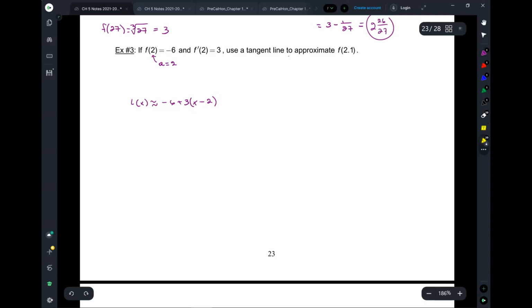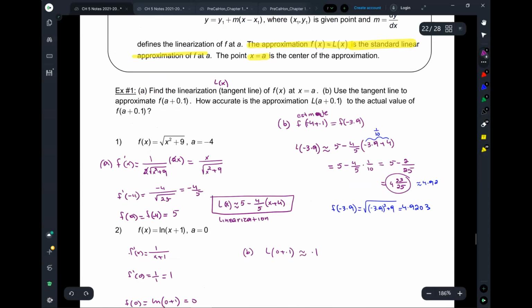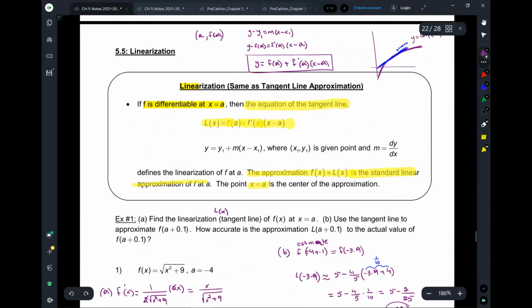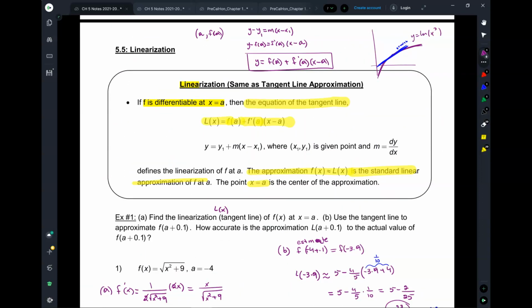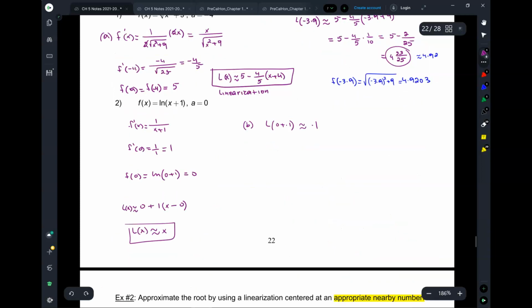Now, I'm going to use that to approximate f of 2.1. You plug in L of 2.1, which is -6 plus 3 times 0.1. So f of 2.1 is approximately this. I would have thought L. Well, remember what we said here: f of x is approximately equal to L of x. So it's approximately the same thing.